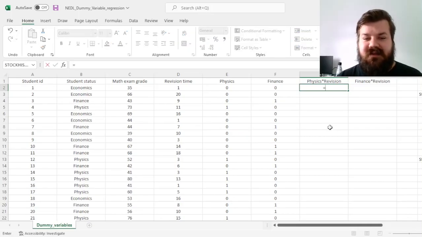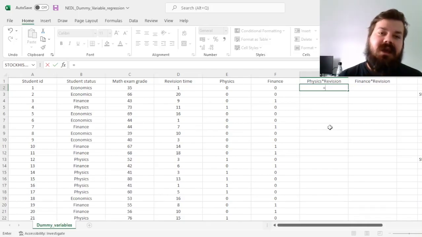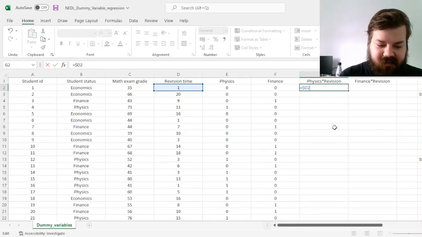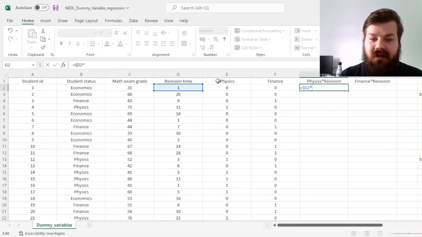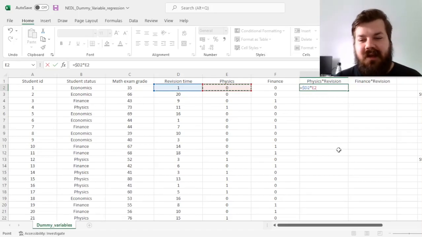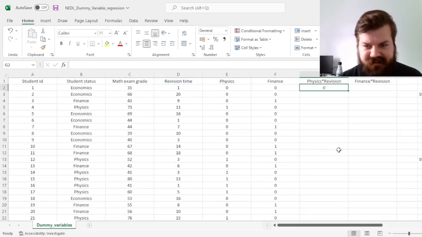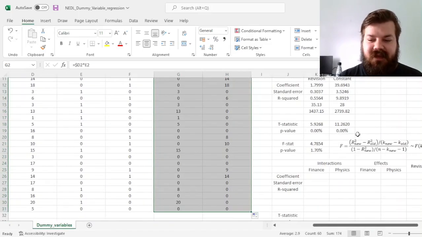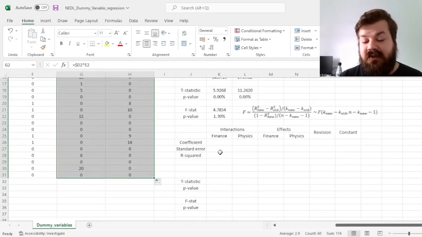Here we'll be able to test whether the effect of revision on performance is the same across the cohorts of students by taking the product of revision time, and we have to lock the column here as this variable is the same, and times it by the dummy variable that characterizes the student cohort. And again, here we have to leave economics as our reference group, and the other two groups will be represented by those dummy variable interaction terms. And we can enforce that throughout and estimate our new model with 6 coefficients.